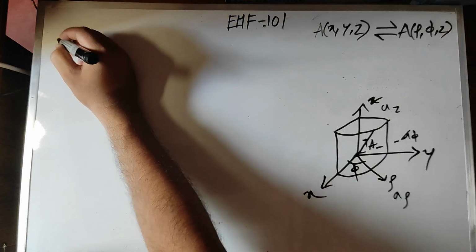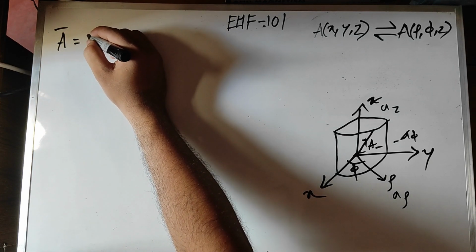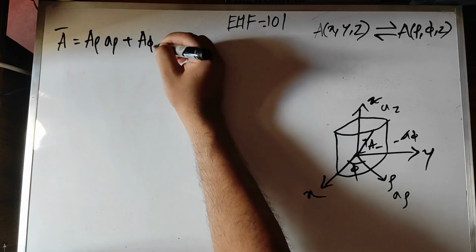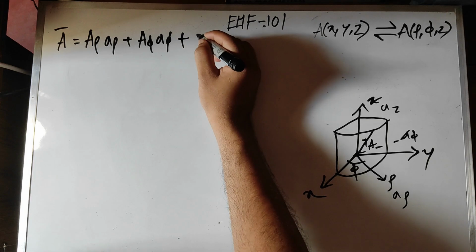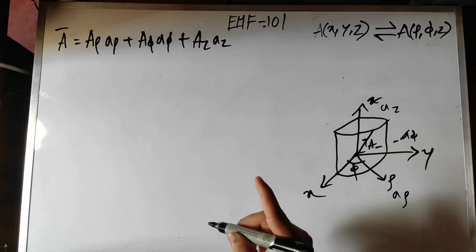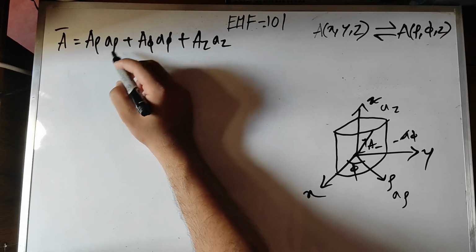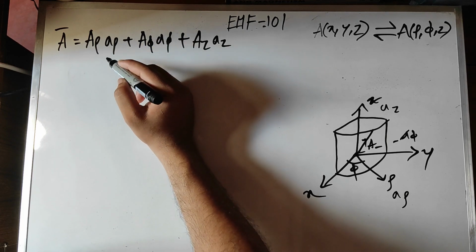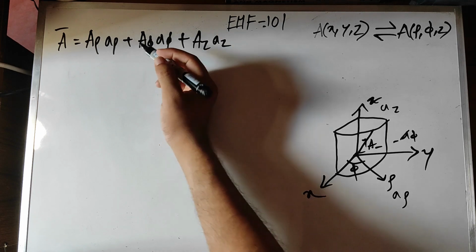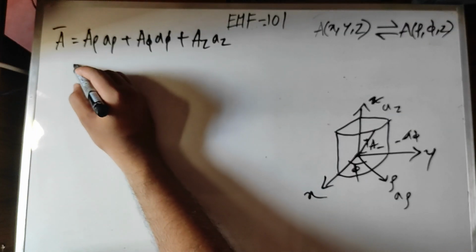So say vector A in cylindrical form is Aρ in the direction aρ plus Aφ in the direction aφ plus Az in the direction az. Now to get the vector in Cartesian form, we just replace the value of aρ in terms of ax, ay, az, aφ in terms of x, y, z, and az in terms of x, y, z.